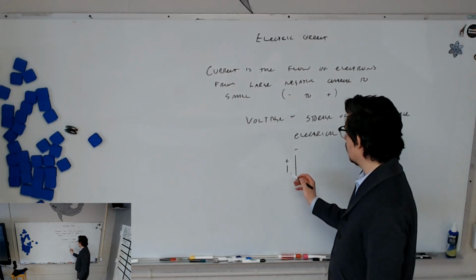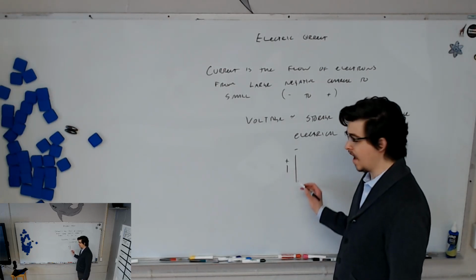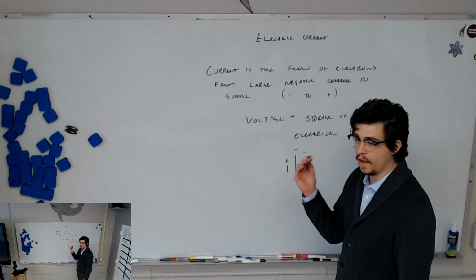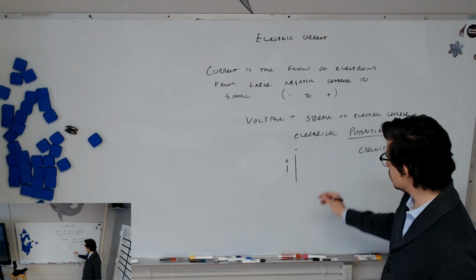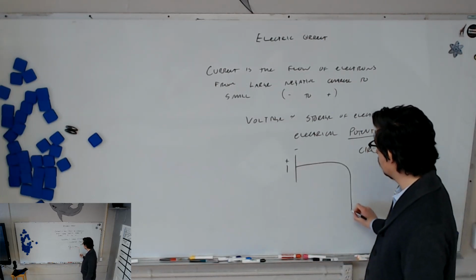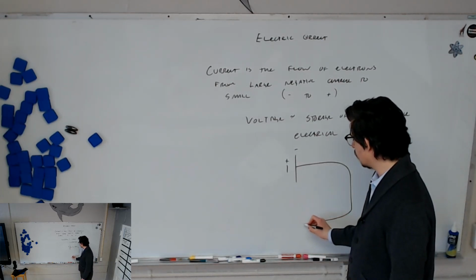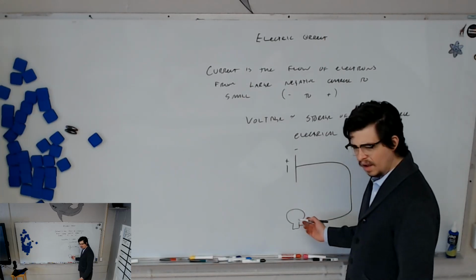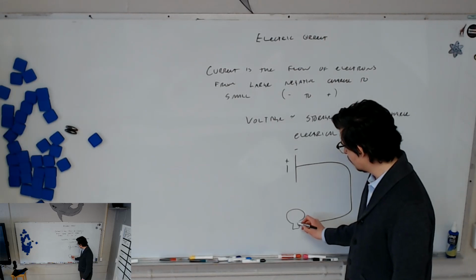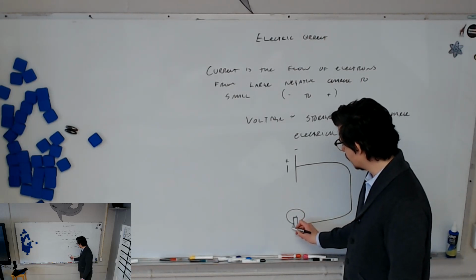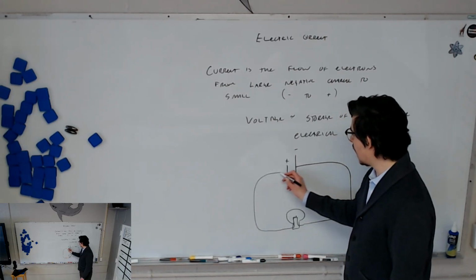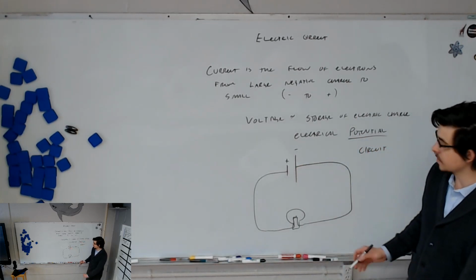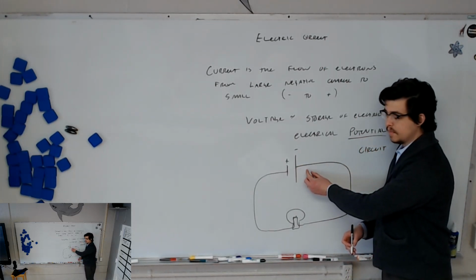So if we have the battery, the electrons will flow how? From what to what? From negative to positive. So the electrons are going to flow out this wire through, I'm going to draw a little light bulb here. There we go. And then back into the battery in the positive, right? The electrons are going to want to flow from negative to positive.